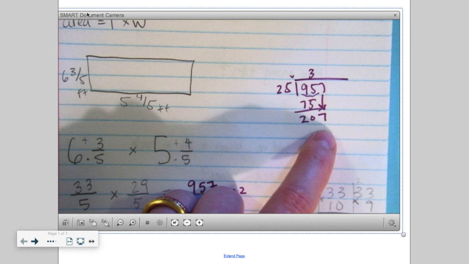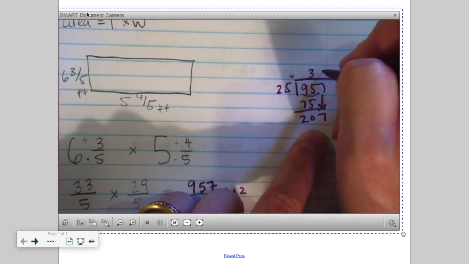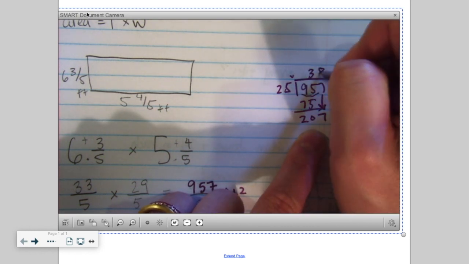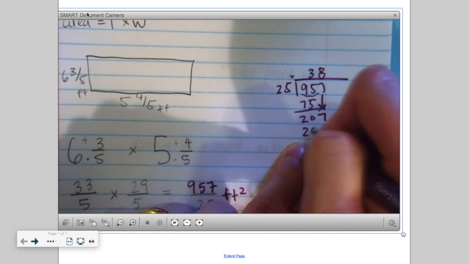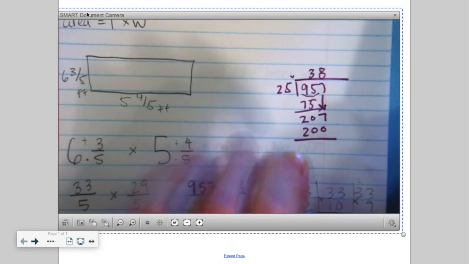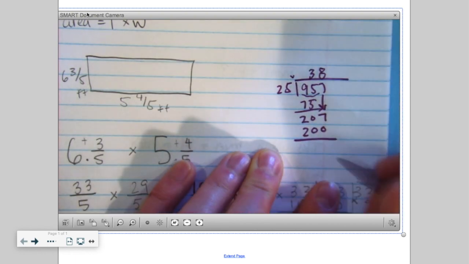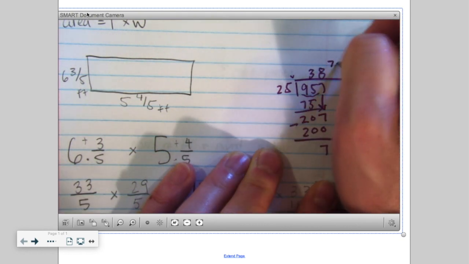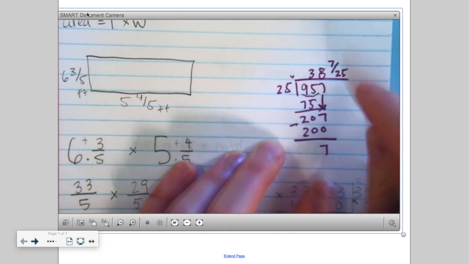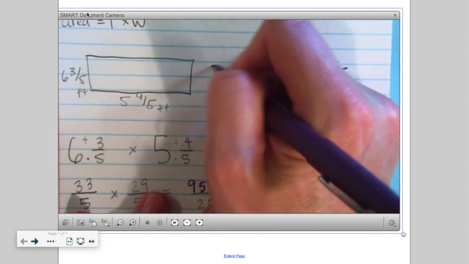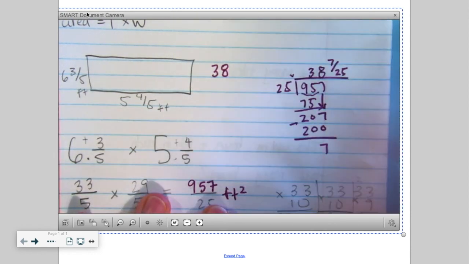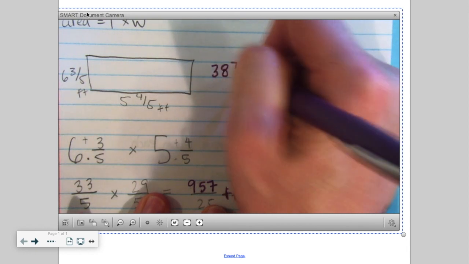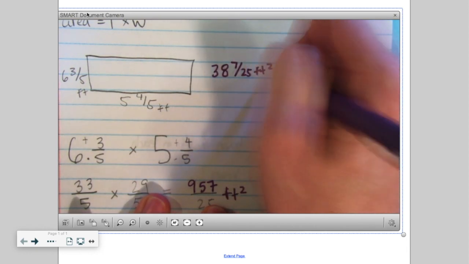That 7 is going to be off on its own, a little awkward. So I have 8. And I know 8 times 25 is 200 because 8 quarters is $2. And then I have 7 left over. Now, my 7 is going to continue to be divided by my divisor. So the answer for this is 38 and 7/25 feet squared.